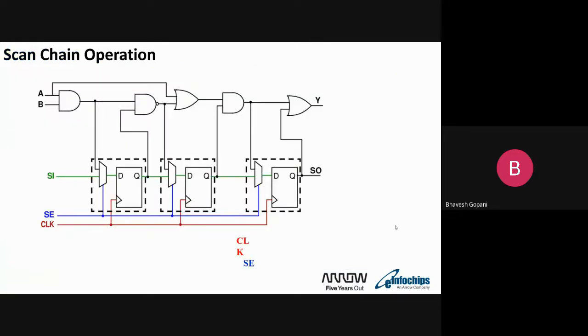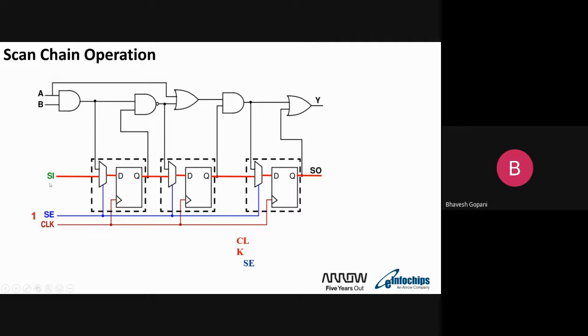Let me go through this scan chain operation quickly. We have 3 flops in a design. All 3 flops are stitched in one chain, and this is SI, this is SO, and this is scan enable, or we can say shift enable. It will enable the shift. Either shifting is happening or capturing is happening. Once the clock arrives, scan enable is 1. Scan enable 1 means it is in shift mode.